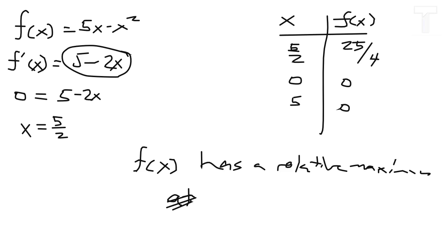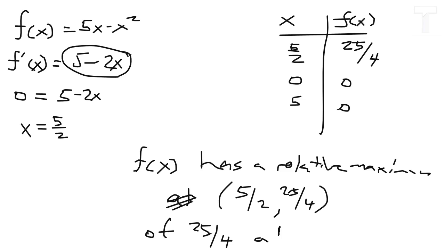I'm supposed to find the maximum value. So I could give the answers in ordered pair, 5 halves, comma 25/4, or I could say 25/4 at x equals 5 halves. They're both correct.